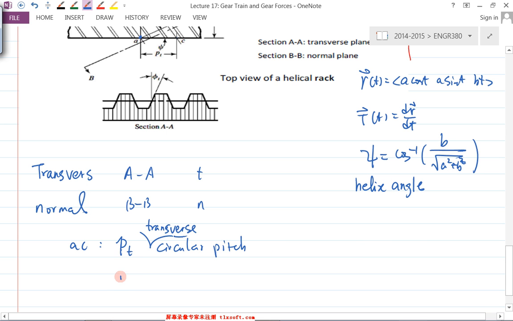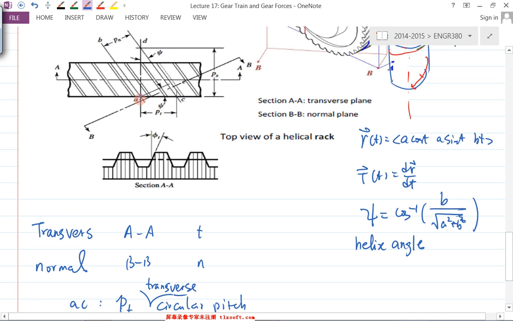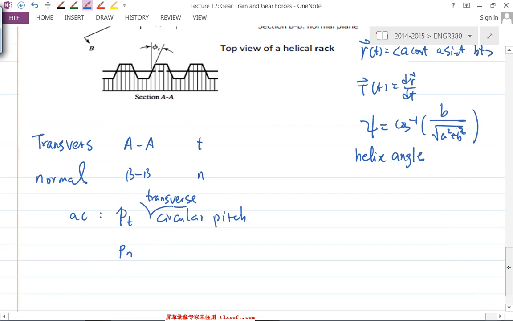Similarly, if you look into the BB plane, the adjacent point is from A to here now. So AE, that will be p_n, the normal circular pitch. The connection between these two, geometrically, you can see is this: the normal circular pitch equals the transverse circular pitch times cosine of the helix angle psi.